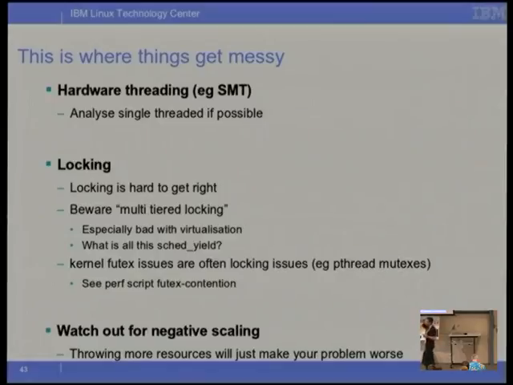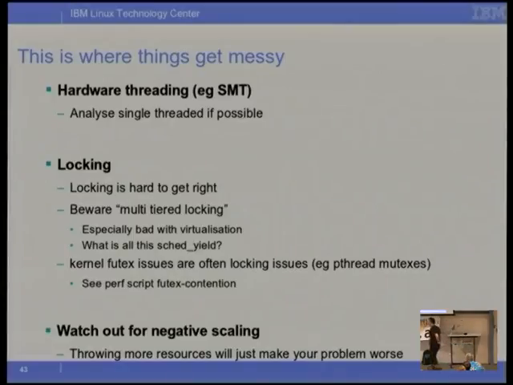The other trick is if you see kernel futex issues, even if you see a bunch of time in the kernel, it's often actually not a kernel futex issue. It's often not a kernel issue. It's not even often a pthread library issue. It's usually maybe a locking issue in the application. And we've got tools like perf script futex contention to try and drill on that.